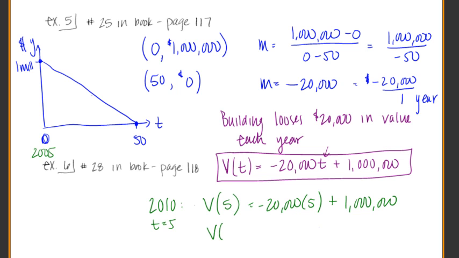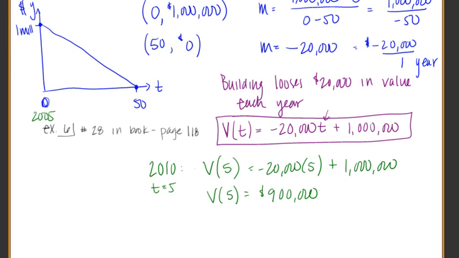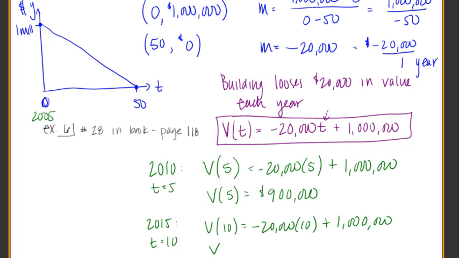Okay, so when we do the math on this, the value 5 years later is simply $900,000. The next part asks, what is the value in 2015? So in 2015, we've gone 10 years past 2005. So V of 10 is going to be negative 20,000 times 10 plus 1 million. Doing the math on that one, we'll find the value 10 years later to be $800,000.